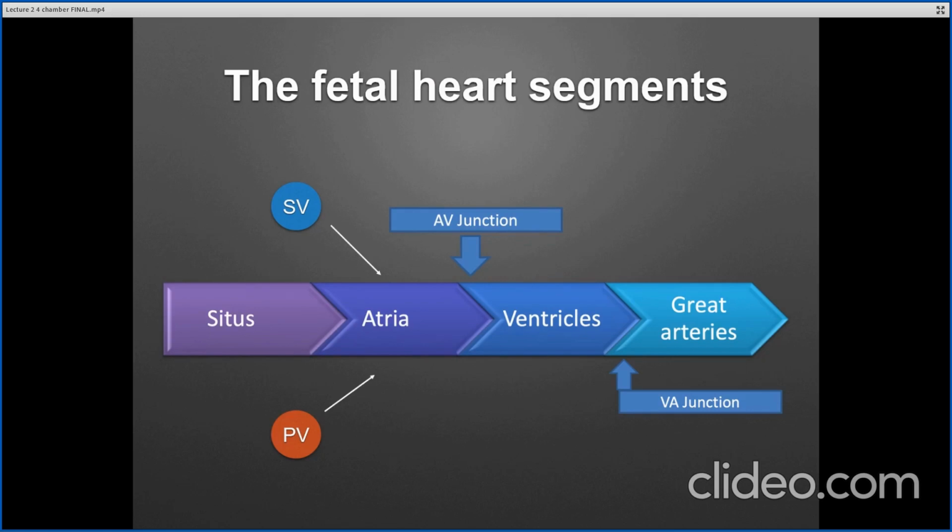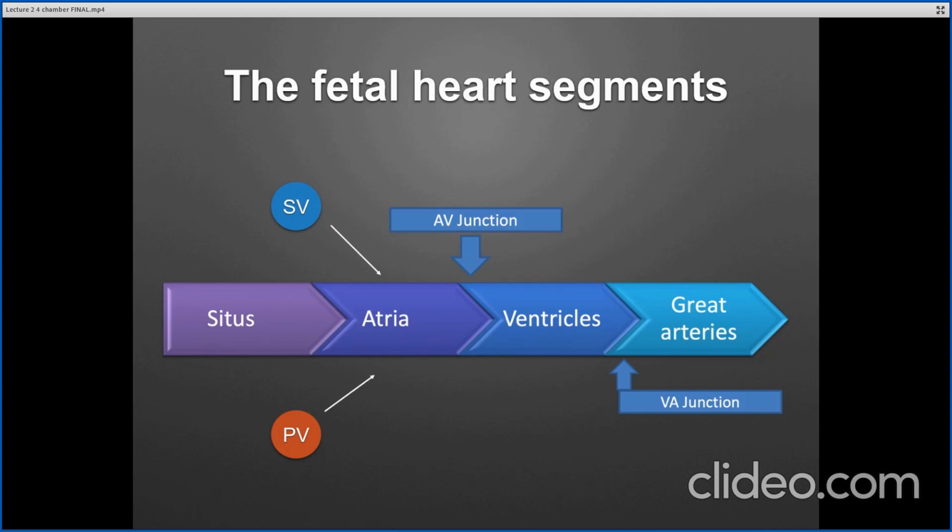So in my first lecture, we discussed the fetal heart segments, and we also spoke about a segmental approach to the fetal cardiac evaluation. Revising the fetal heart segments once again, we start the examination of the fetal heart with the abdominal situs. Then we move to the atria. These two together constitute the first segment called the visceroatrial segment. The systemic veins, or SV, drain to the right-sided atrium, while the pulmonary veins drain to the left-sided atrium.